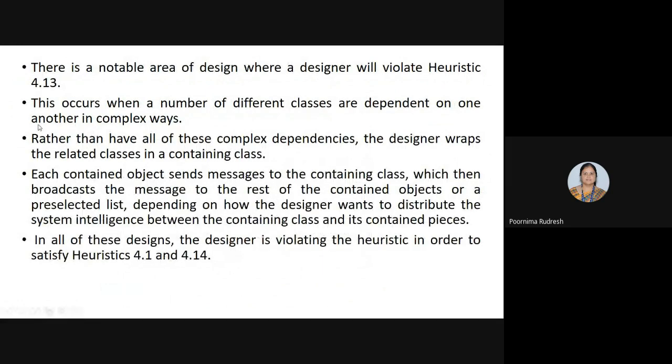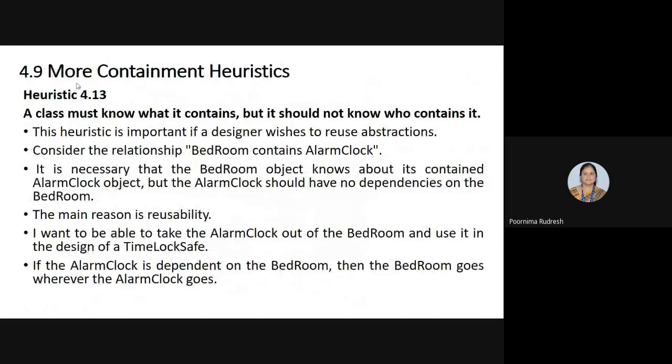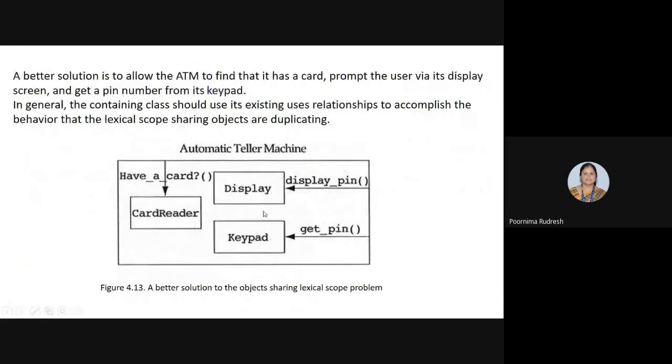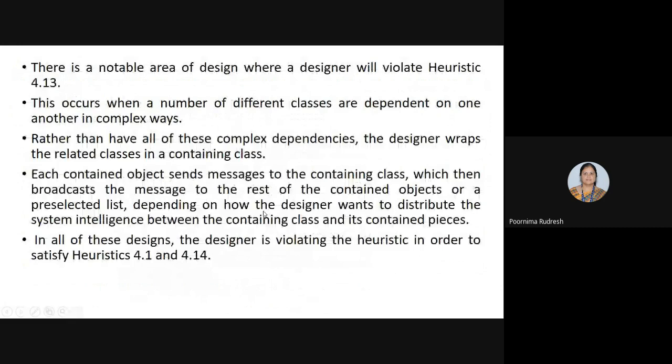So here, if we consider this design, what happens? It leads to the violation of heuristic 4.13. So what does 4.13 say? A class must know what it contains, but it should not know who contains it. So that heuristic is violated in this particular design, because this occurs when a number of different classes are dependent on one another in complex ways.